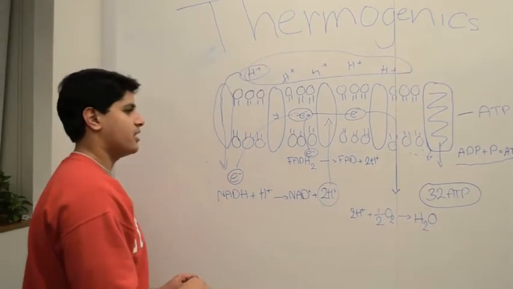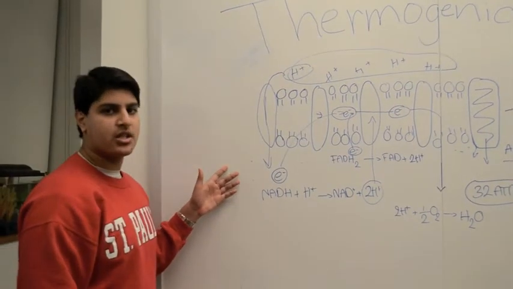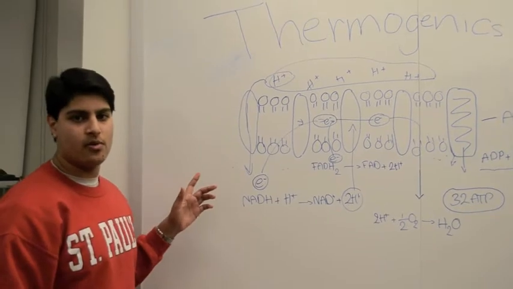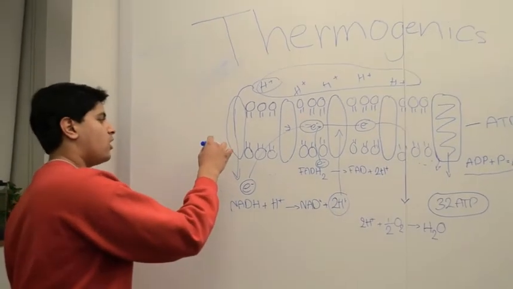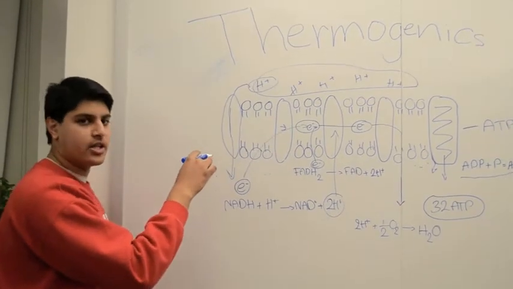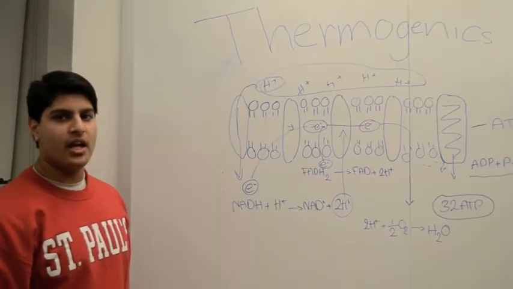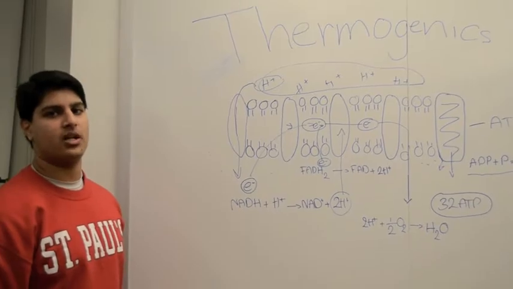In this case, the body must continue to consume more of its own stores in an attempt to produce more ATP, but all the while releasing lots of energy as heat. This leads to hyperthermia, or overheating, and can cause serious complications for the body.